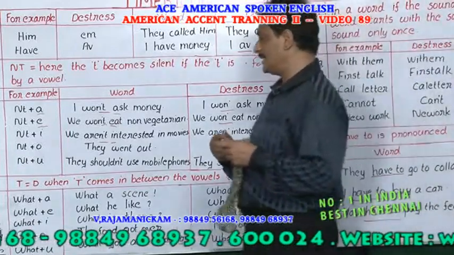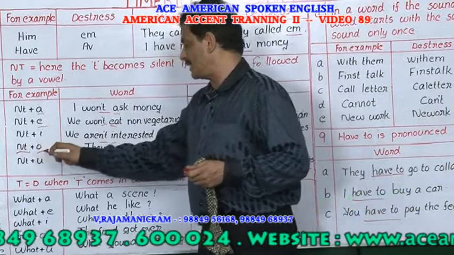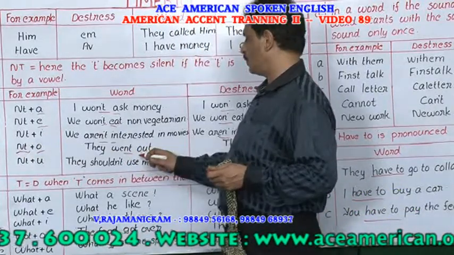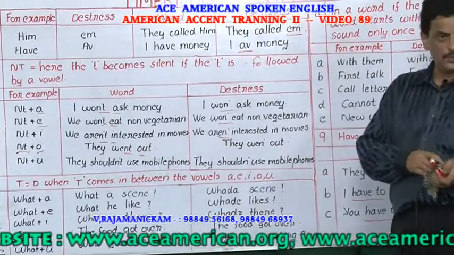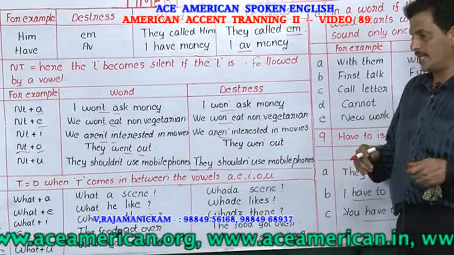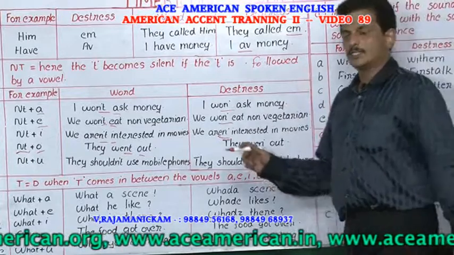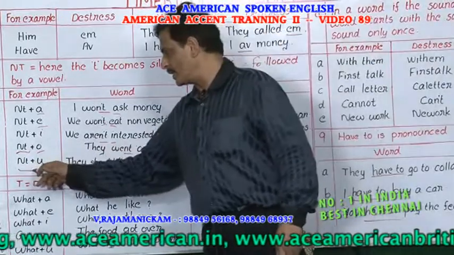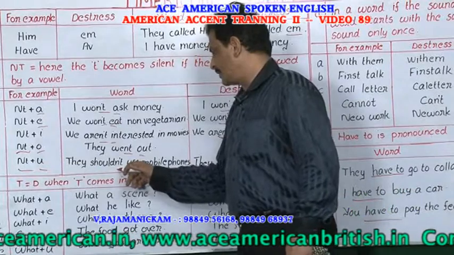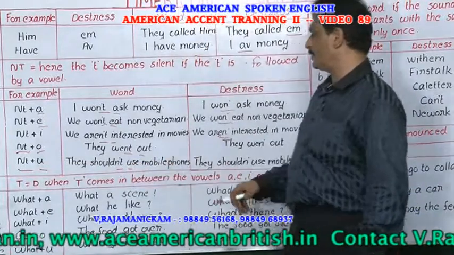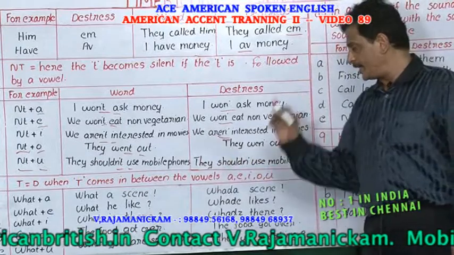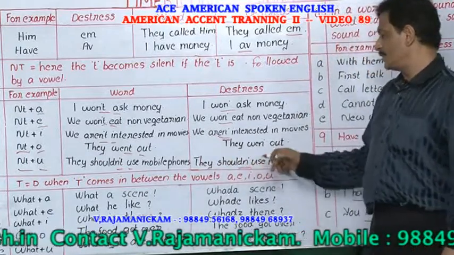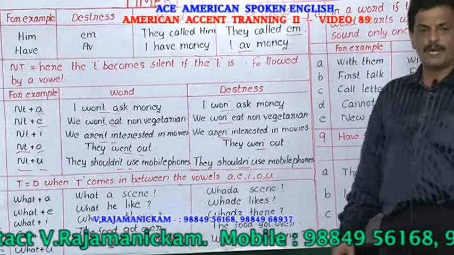Then after NT, O comes. See NT O. They went out. How do you pronounce? You don't say they went out with a T. You say they went out. So after NT, U comes. What happens? See, they shouldn't use mobile phones. You say they shouldn't use mobile phones.